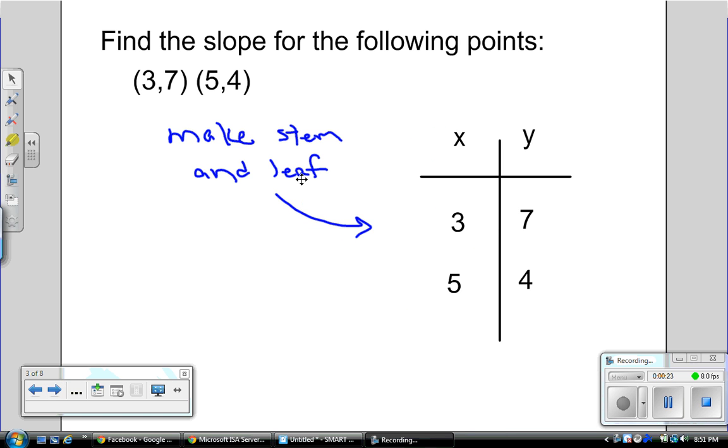First thing you got to do is make a stem and leaf. X and Y, normal stem and leaf, 3 and 7, 5 and 6. Okay, so you have this. This is basic, 4th grade, 5th grade stuff that you got right here.